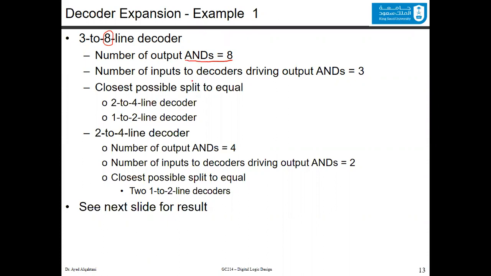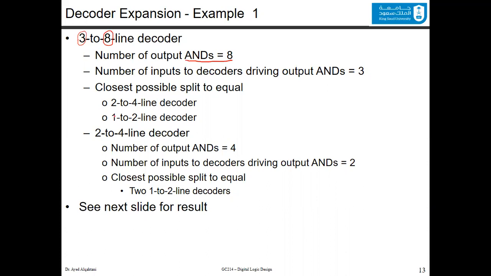Also, the number of inputs to the decoders driving the outputs ANDs is going to be 3. So simply the number of inputs are 3 and the number of outputs are 8. The closest possible split is you will have a 2 to 4 line decoder, and also you will have a 1 to 2 line decoder.